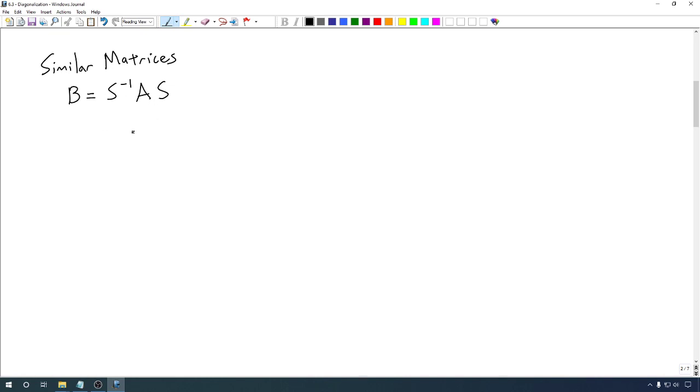But the natural question about this is, if we start with a matrix A, what is the simplest B that we can get? Or in other words, if we had a linear operator, can we find a basis for which the matrix representation is as simple as we can make it be?